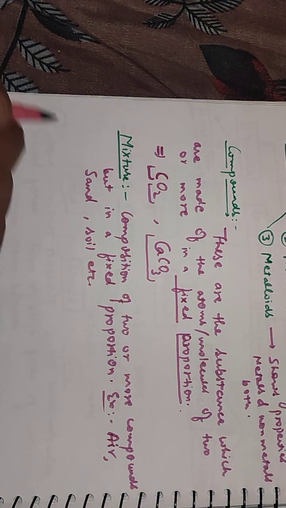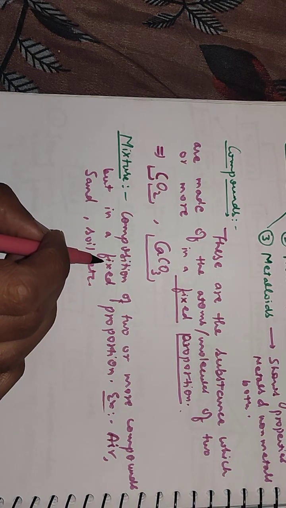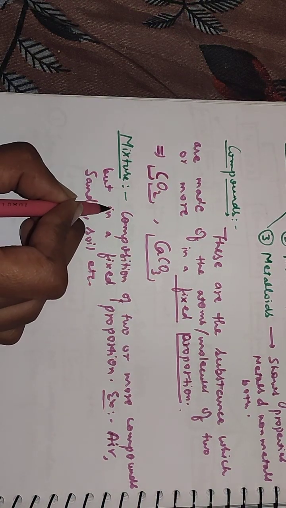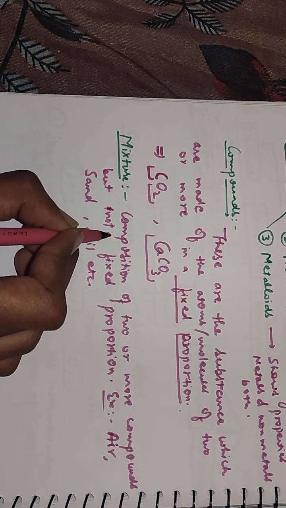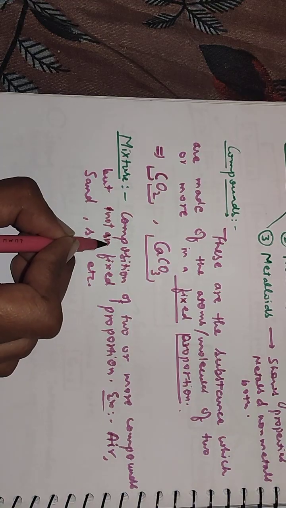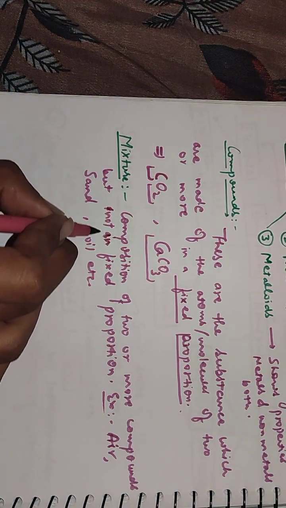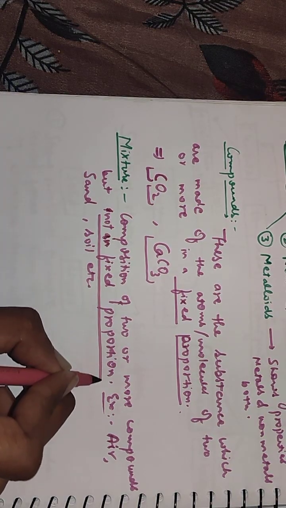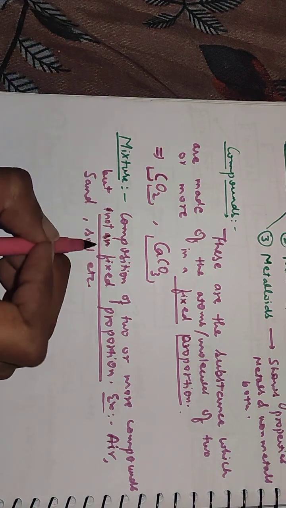So a mixture is a composition of two or more compounds, but not in a fixed proportion. Sorry for the silly mistake I made. It is not found in a fixed proportion. This is the basic line: not in a fixed proportion. That is called a mixture.